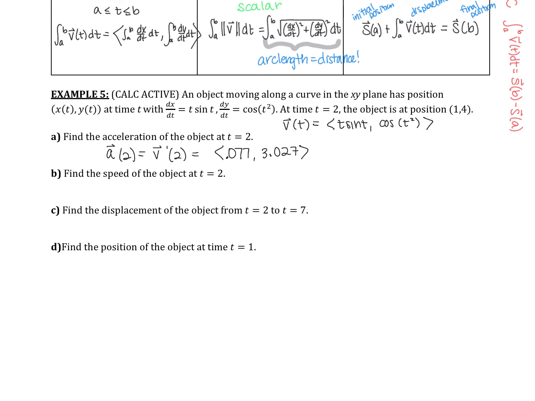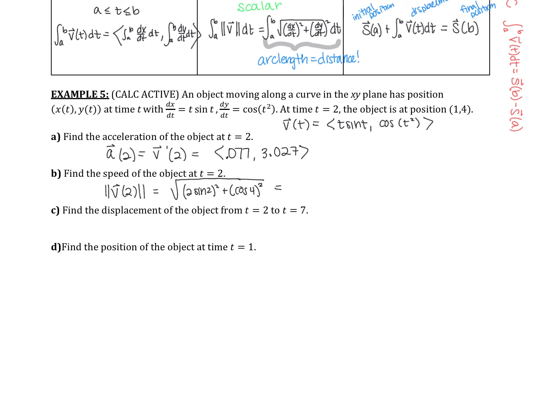All right, let's find the speed of the object at time t equals 2. Well, remember, speed is a scalar. Speed is the magnitude of the velocity. And so the magnitude of the velocity, let's erase the t and put a 2 in its place because that's what we're actually calculating. The magnitude of the velocity is the square root of dx/dt squared plus dy/dt squared, so 2 sine 2 squared plus cosine 4 squared. And I'm going to type that in my calculator.